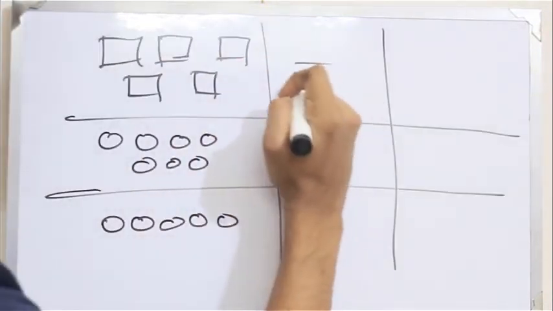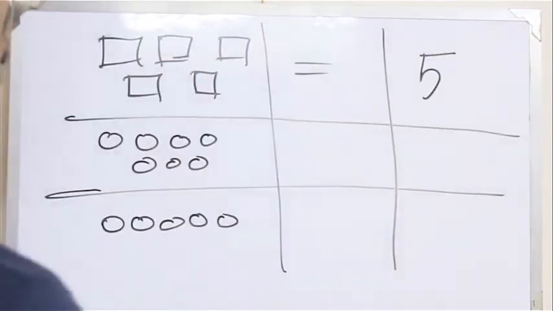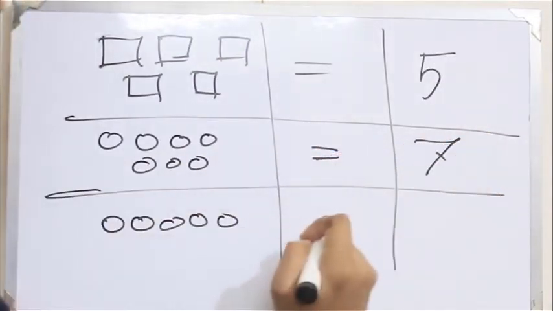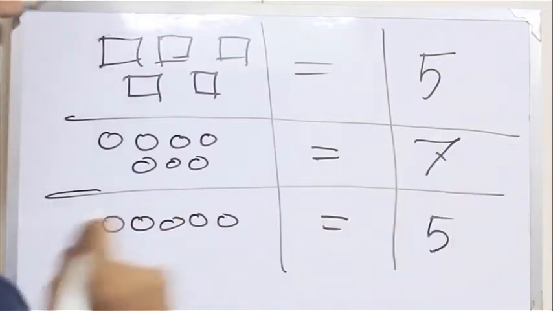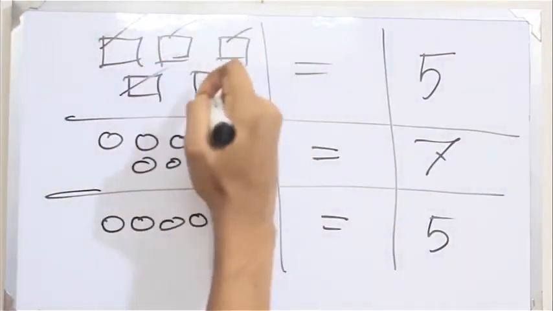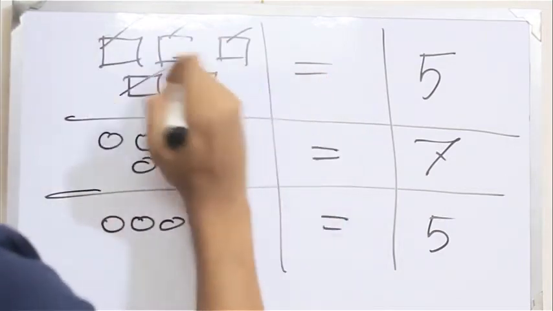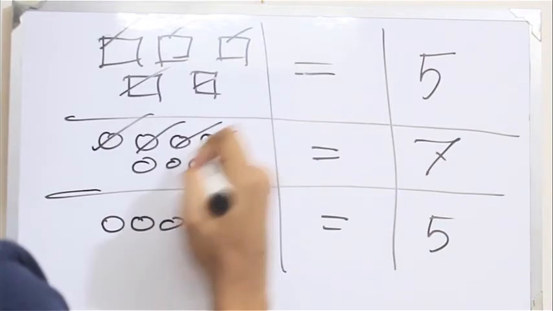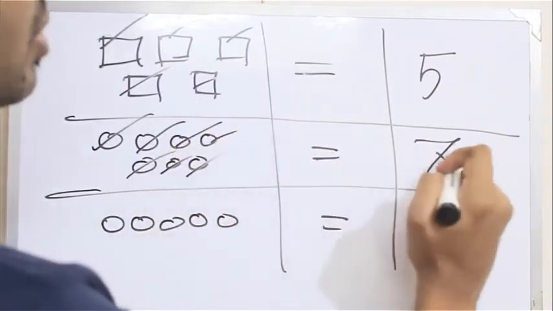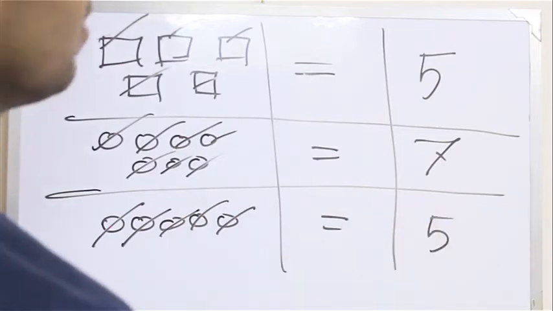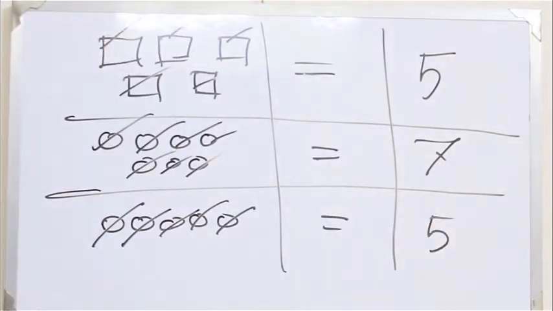The next one, how many boxes can you see? See, this equals 5. This equals 7. This equals 5. You make the student count: 1, 2, 3, 4, 5. So these 5 boxes equal 5. 1, 2, 3, 4, 5, 6, 7 equals 7. 1, 2, 3, 4, 5 equals 5. This is how you do these exercises.